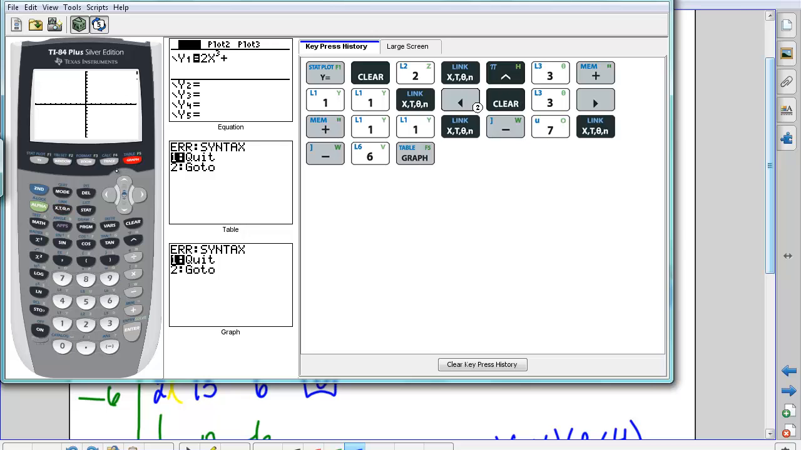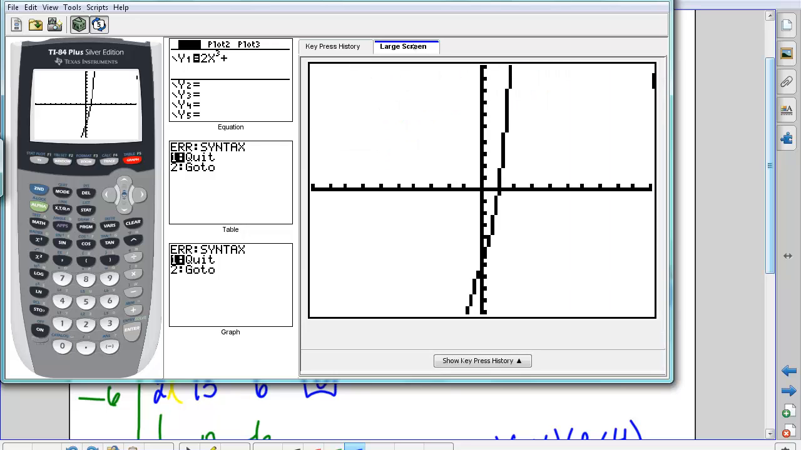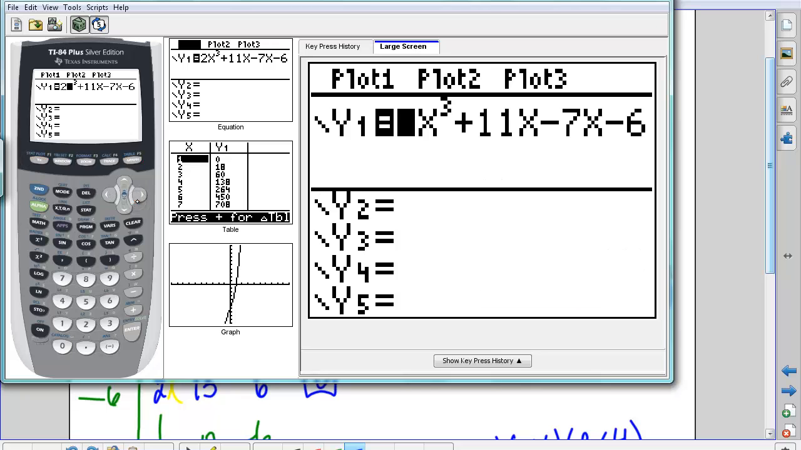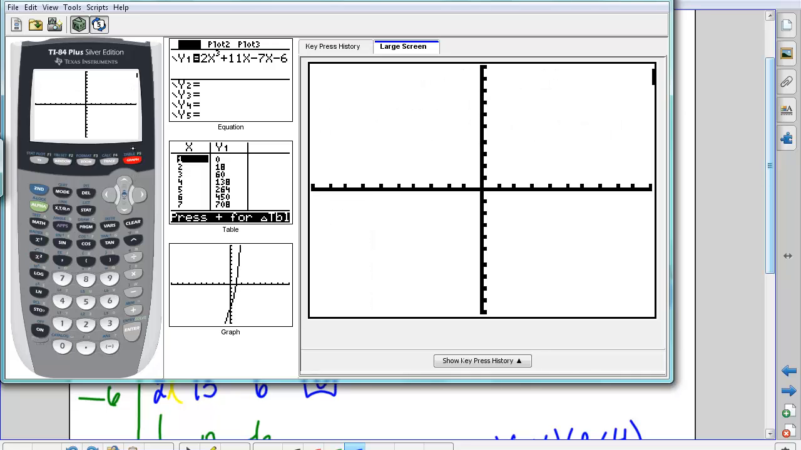So if I graph that, whoops, I left out a square, didn't I? Let me back up and try again. That should look better.